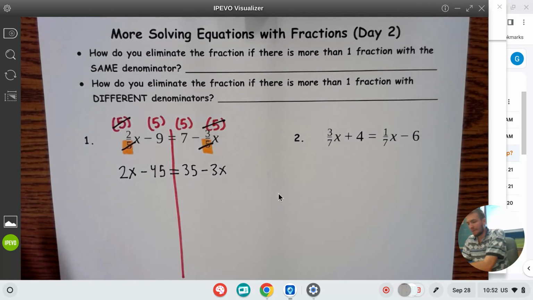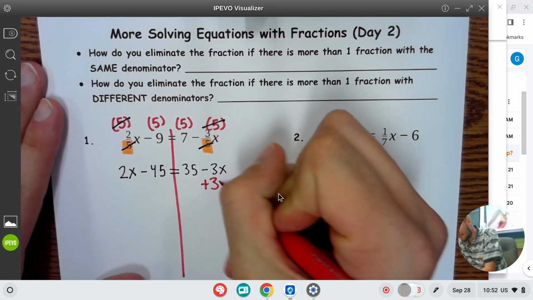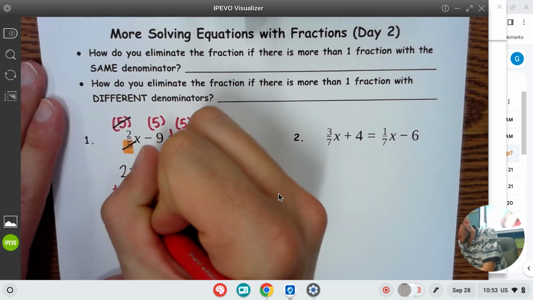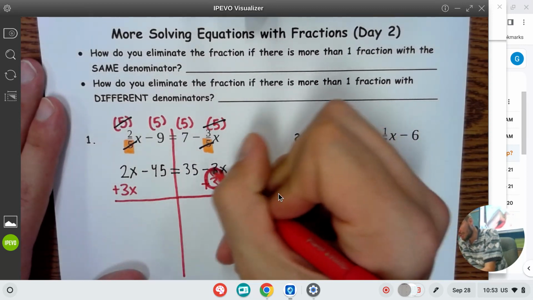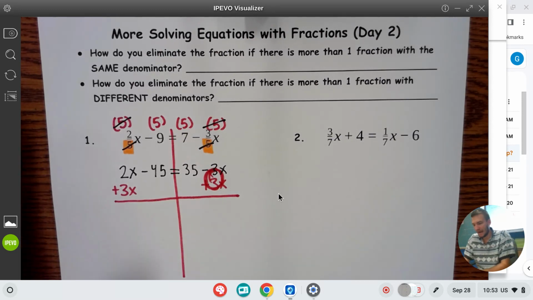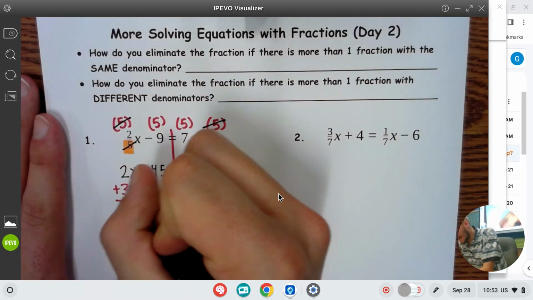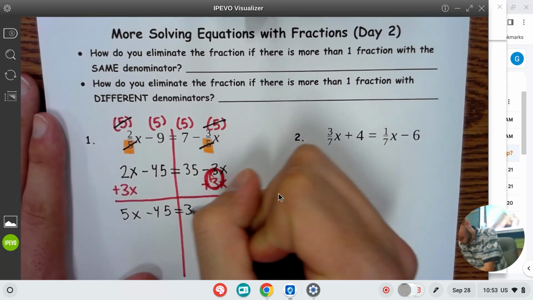All right, how are we going to solve this? 3 steps, move, divide. What are we moving first? If it was up to me, I'm moving the 3x first. I like to get one pile of x's first. Could you move the 45 first? Sure. You could. I like to move my x's first. I got 5x minus 45 equals 35.